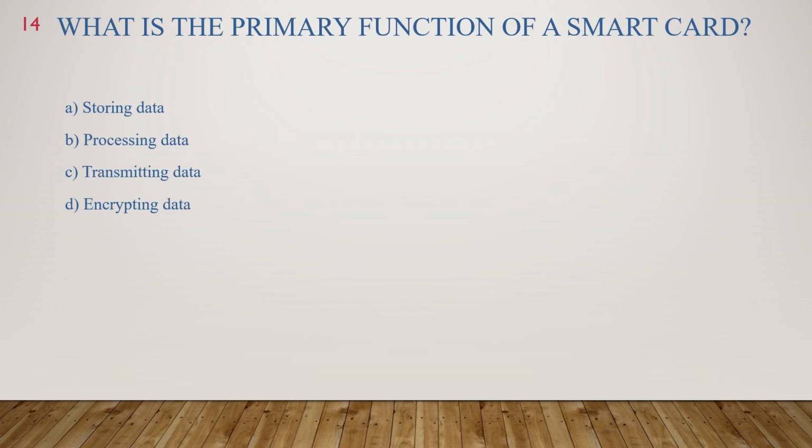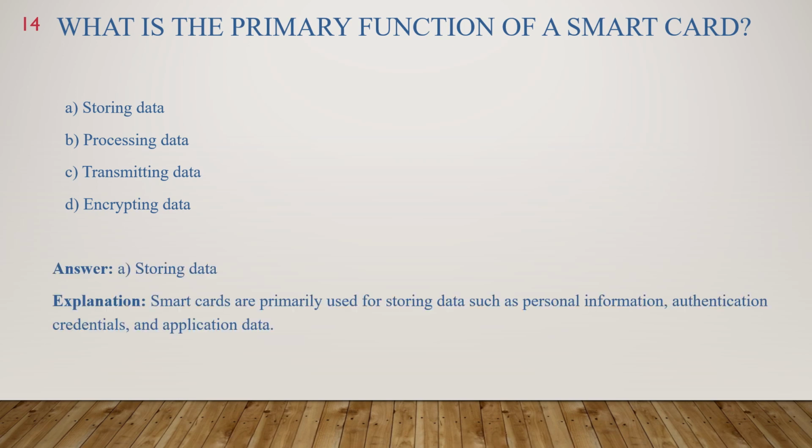Question number 14. What is the primary function of a smart card? A. Storing data. B. Processing data. C. Transmitting data. D. Encrypting data. The correct answer is A. Storing data. A smart card is a small plastic card with an embedded microchip that can store and process data. The primary function of a smart card is to securely store data, such as personal information, authentication credentials, and financial details. While smart cards can also be used for processing and transmitting data, their main purpose is to securely store sensitive information.